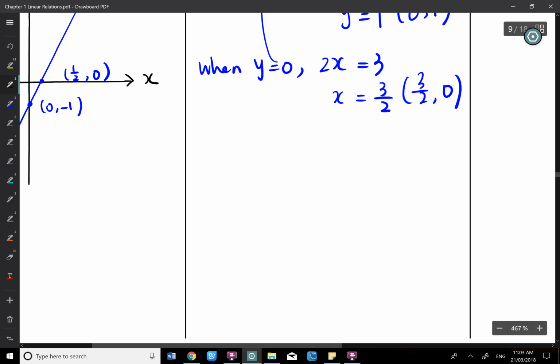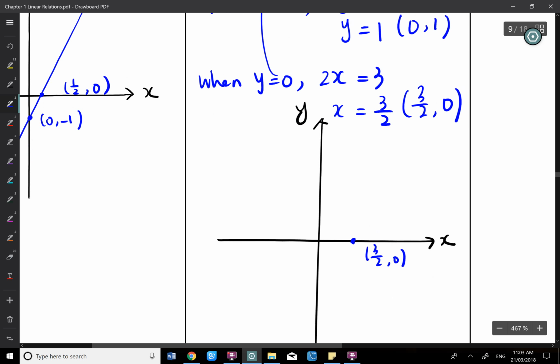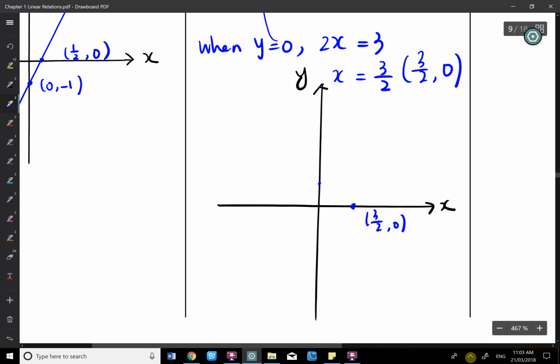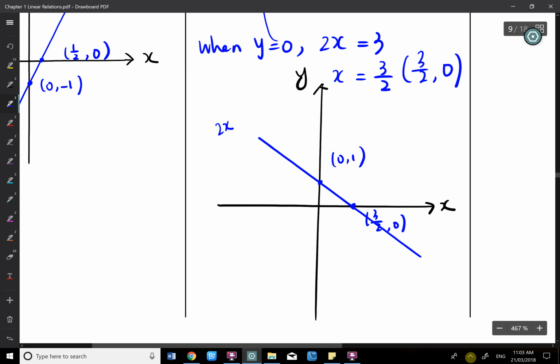And we're trying to sketch for it. So we have (3/2, 0) and we have (0, 1). And we'll draw the linear by connecting the 2 points. So this equation is 2x plus 3y equals 3.